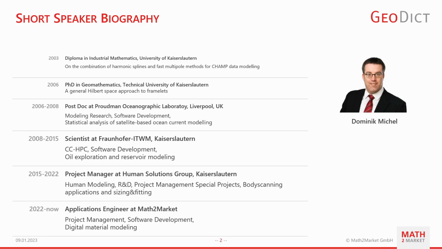So let me introduce myself. My name is Dominik Michel, and I did my diploma in industrial mathematics in 2003. Finished my PhD in 2006 in geomathematics at the University of Kaiserslautern. I have been involved with software development and project management in the meantime, and am now an application engineer at Math2Market as of last year.